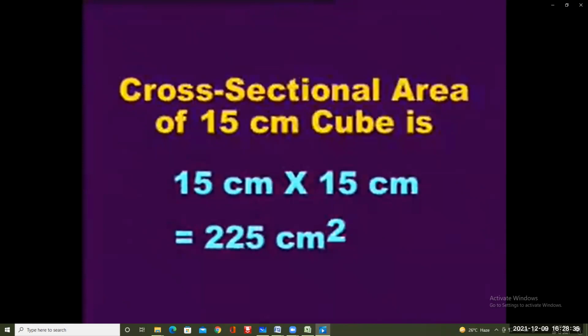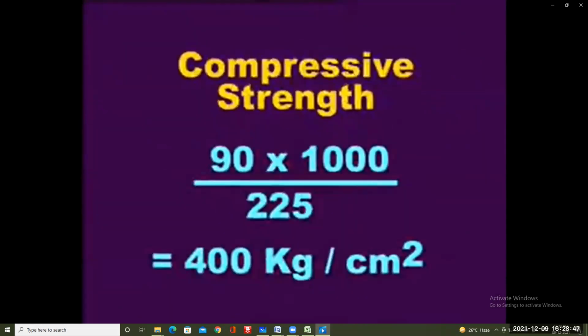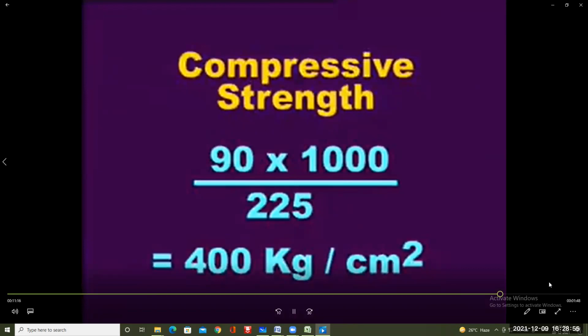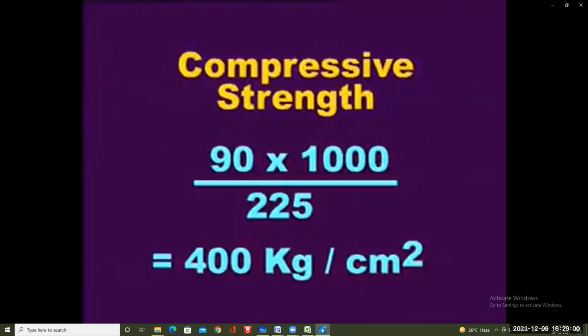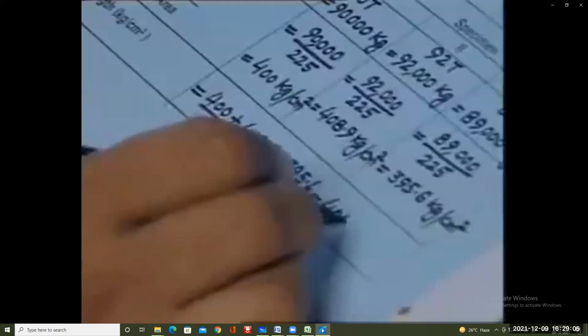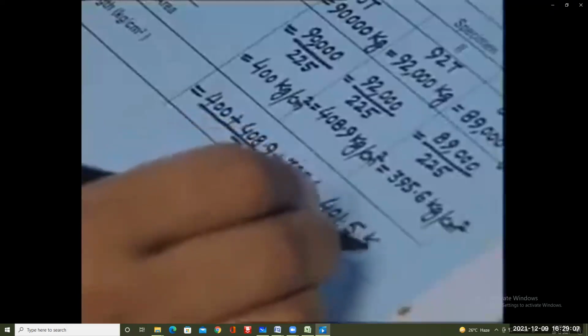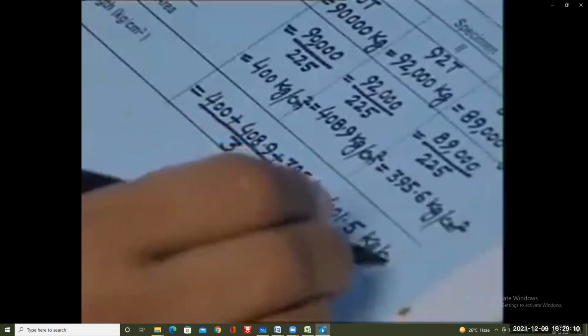The cross-sectional area of 15 centimeter cube is 15 multiplied by 15 centimeter, which is equal to 225 centimeter square. Since the compressive load is 90 tons, the compressive strength of the cube shall be equal to 90 multiplied by 1000 divided by 225, which comes out to be 400 kilogram per centimeter square. Average of 3 readings shall be taken as the representative of the batch.